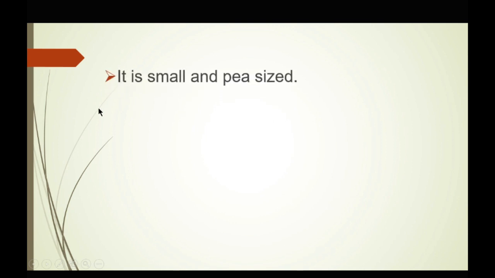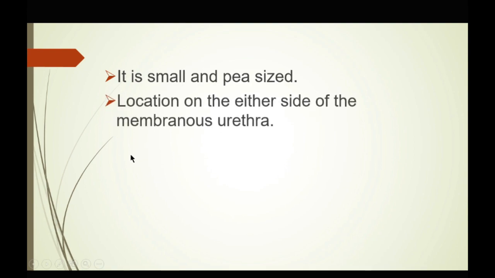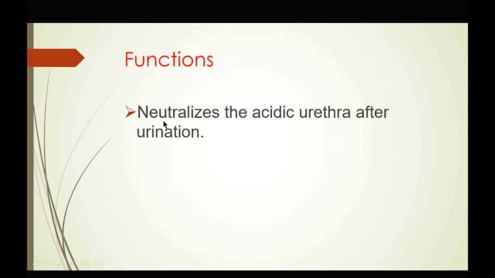So the first point about the corpus gland: it is a small gland and it is pea-sized. About location, as I have just told, it is found on either side of the membranous urethra. That part of the urethra is called the membranous urethra. This gland secretes an alkaline fluid, which plays a very important role. We'll see the functions. So what is the function of this fluid that is secreted by the corpus gland?